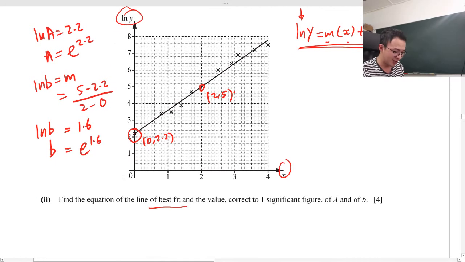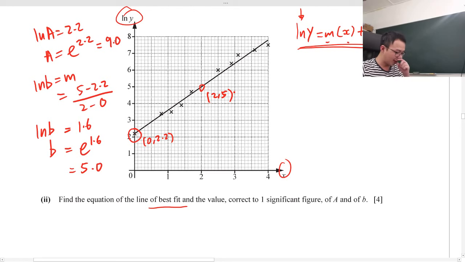So the question asked me to leave in 1 decimal. So definitely I shouldn't leave it in the e form. I have to type in the calculator and leave it in the 1 decimal form. So e^1.6 should give me, alright, 5.0. Yeah, I get 4.95. And then this one, e^2.2, actually will give me 9.0.